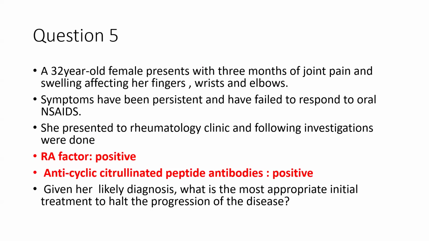Question number 5, we have a 32-year-old female presented with 3-month history of joint pain and swelling affecting her fingers, wrists, and elbows. Symptoms have been persistent and have failed to respond to oral NSAID. She is presented to rheumatology clinic and has the following investigations: RA factor positive, anti-CCP antibodies positive. So clearly with joint pains, not responding to oral NSAIDs, with RA factor positive and anti-CCP positive, by now we have the diagnosis in mind. So again, given her likely diagnosis, what is the most appropriate initial treatment to halt the progression?